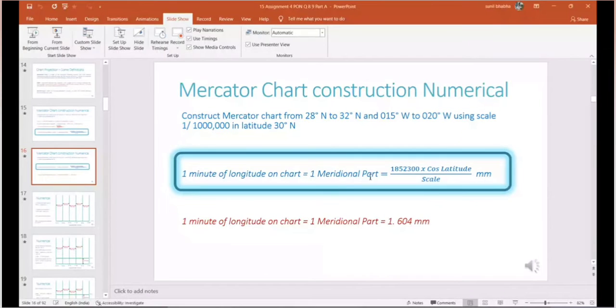Can you see the slide now? Yes sir, I can see.